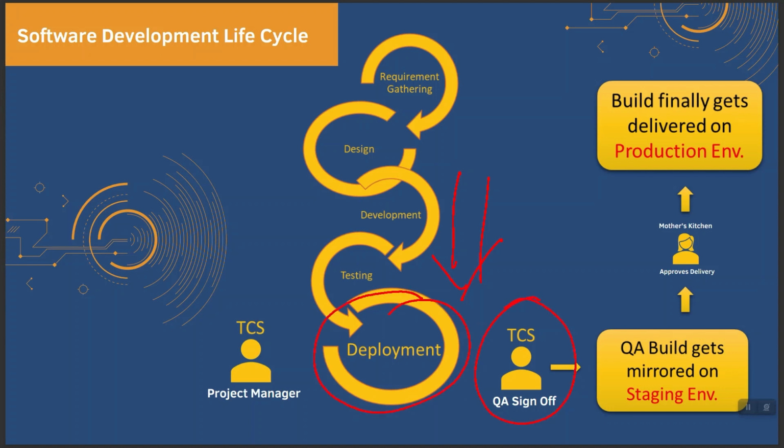Now, once the application passes the development and the testing phase, the deployment happens after the QA sign off. The QA build gets mirrored on the staging server or the UAT server for the client to play with, and if the client approves, the build is finally delivered on the production server. And this whole thing happens under the supervision of a project or a product manager.